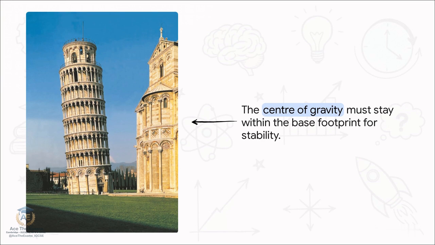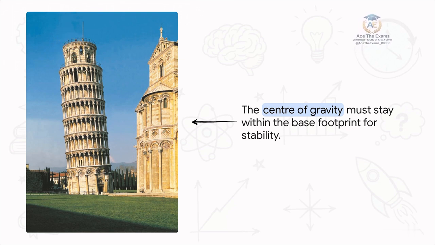Take the famous Leaning Tower of Pisa. In the presence of gravity, any object behaves as if its entire mass is concentrated at one single specific point, the center of gravity. Here is the golden rule for stability. As long as a vertical line drawn straight downwards from that center of gravity falls perfectly within the footprint of the object's base, it remains stable.